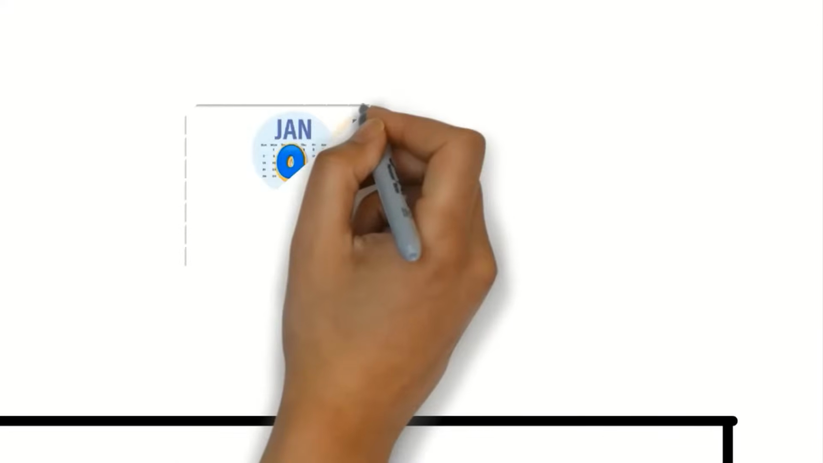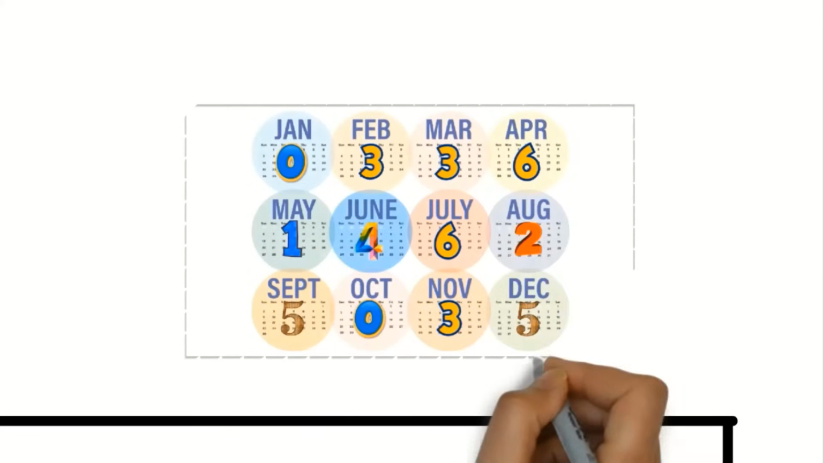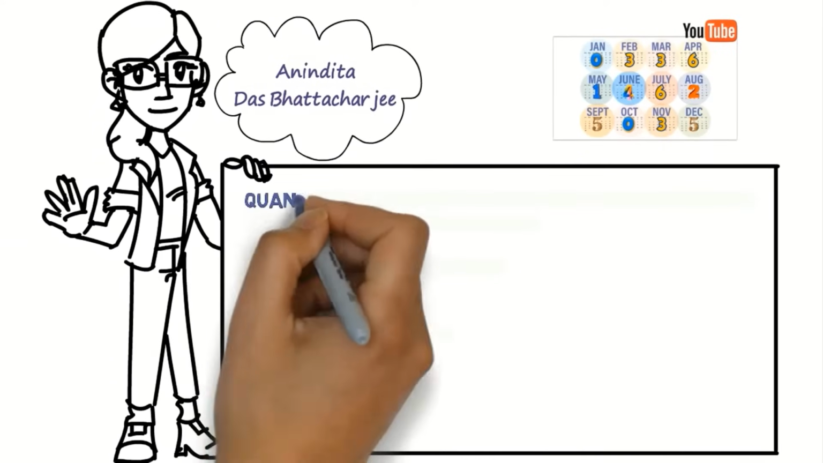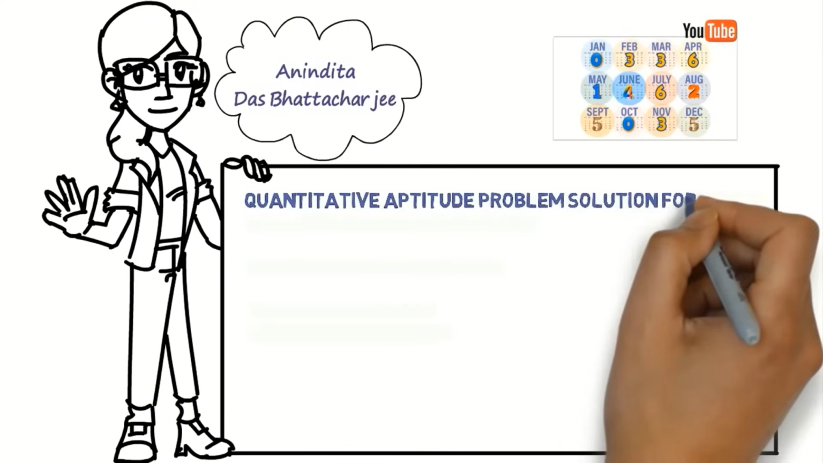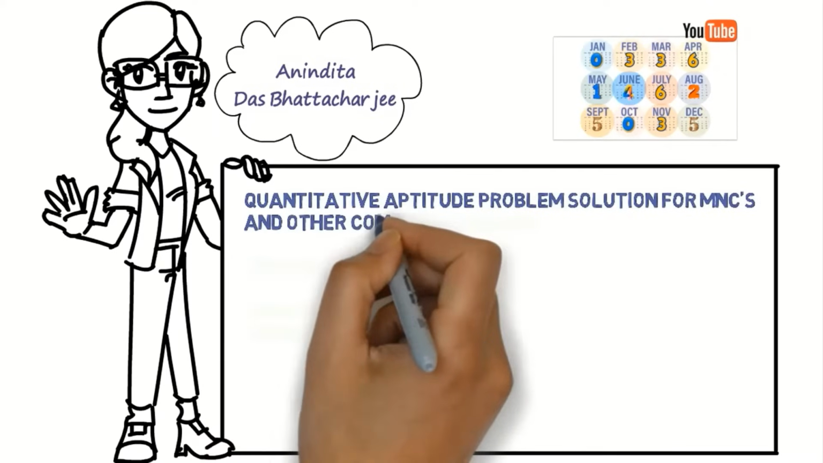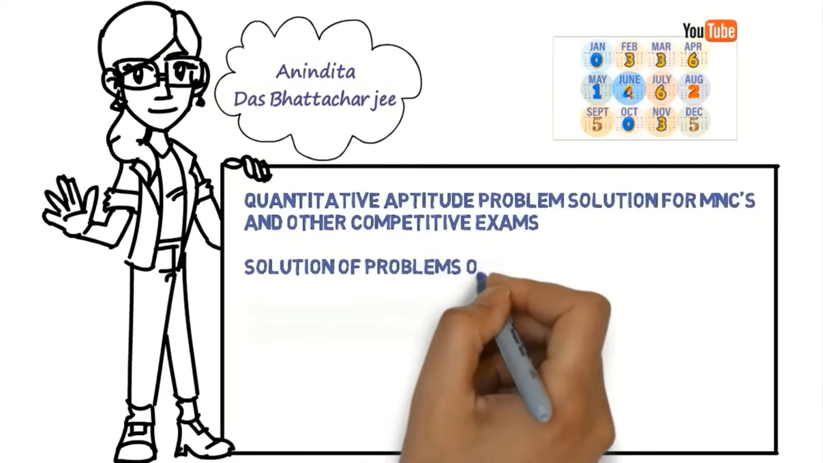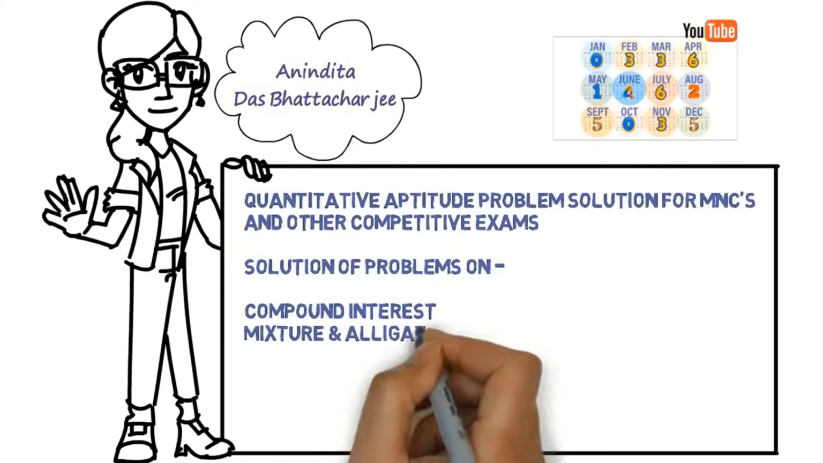In the previous video, I have discussed tricks to solve problems on calendar, clock, divisibility, square root of non-perfect number and cube root of large number, along with multiplication and squaring tricks. In this video, I will give you one trick for compound interest which can be used to solve any problem on compound interest, and one formula to solve all the difficult problems of mixture and alligation.